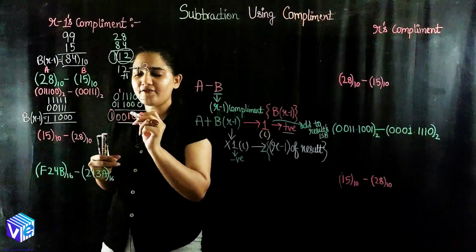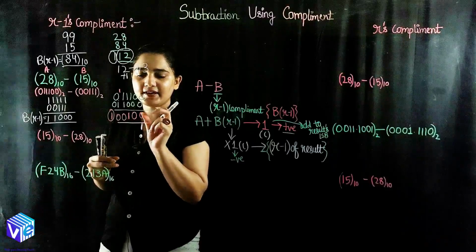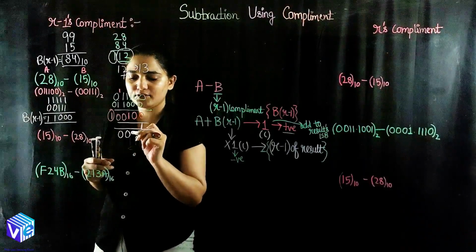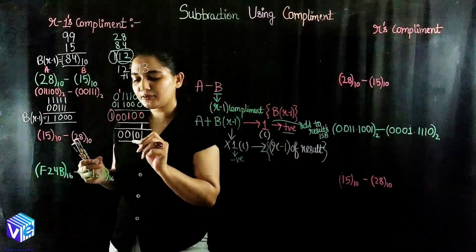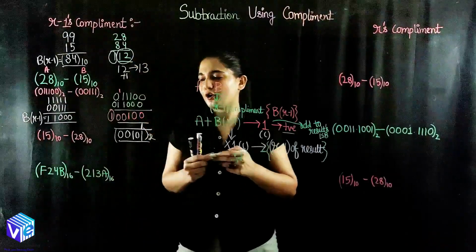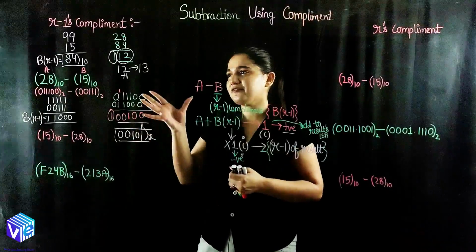Okay, so now what do I have to do? I have to add this carry to the least significant bit. So 0 is my least significant bit. So the final answer will be 0 0 1 0 1. Okay, so it is 13 only. So it's 13 in binary. So this is case 2. I hope now you understood very accurately how I can find this out.